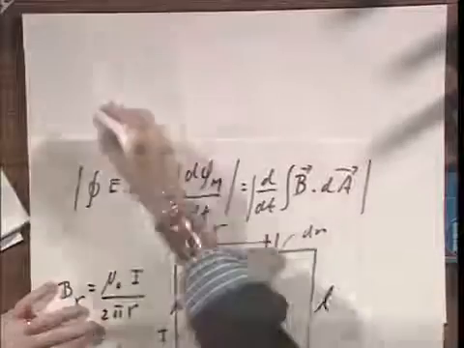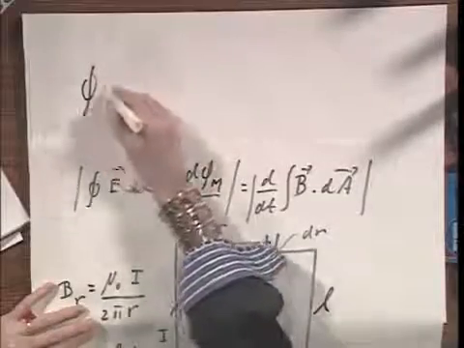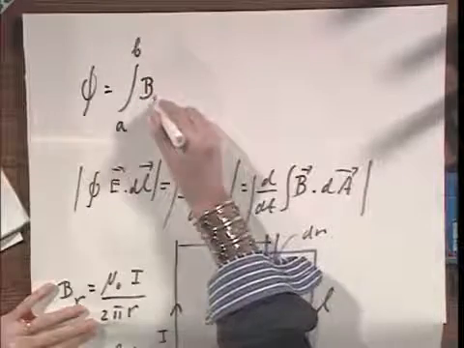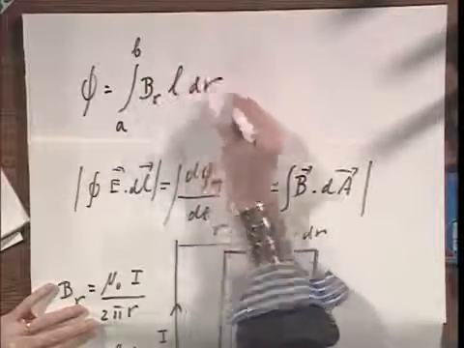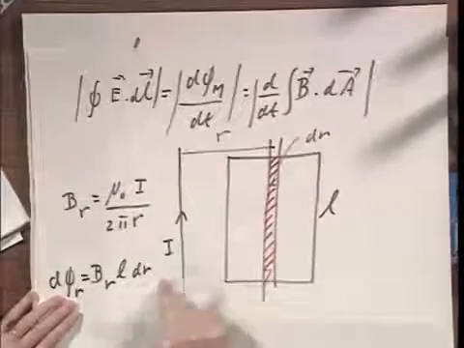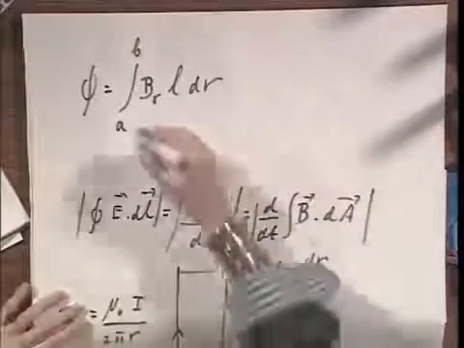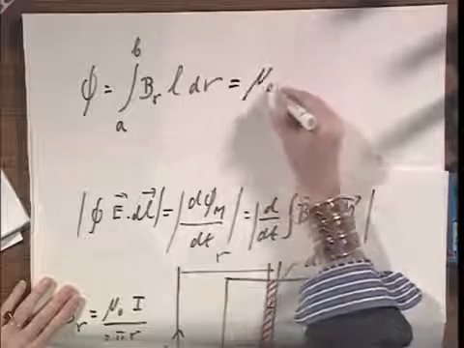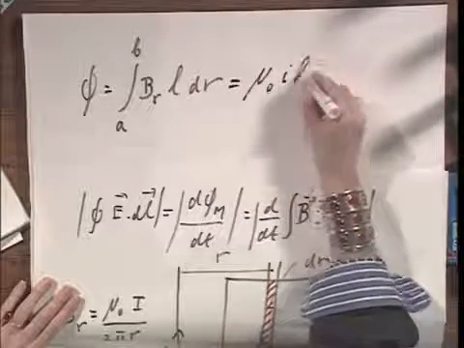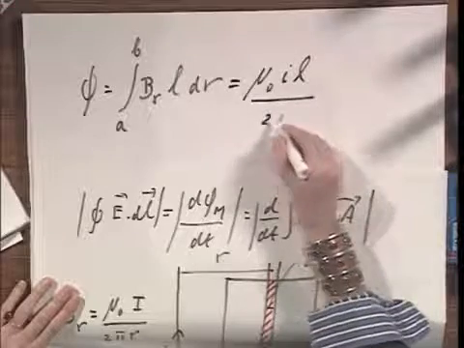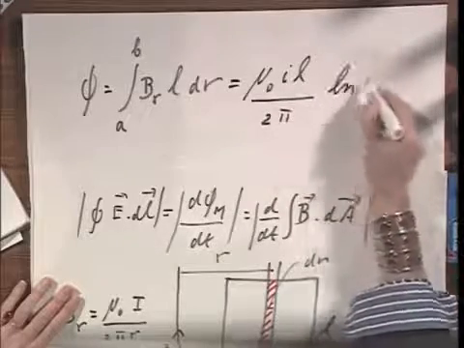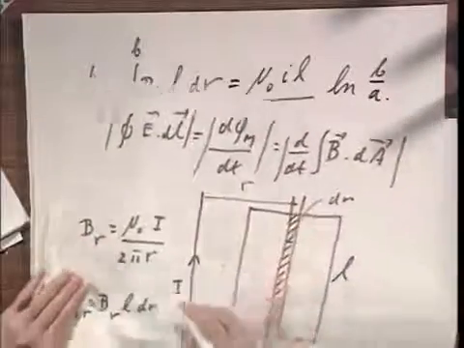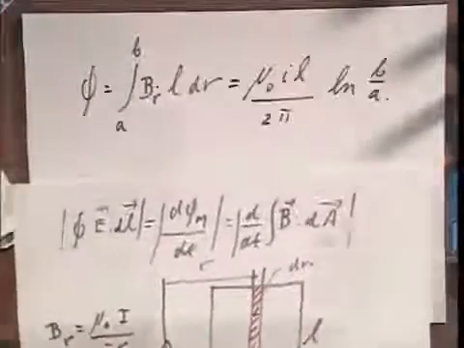And so, if I do an integral of the magnetic flux, then I have to do an integral all the way from a to b of that magnetic field times L dr. This is the surface area. I integrate r from a to b, and what do I find? Mu0 times I times L divided by 2 pi times the logarithm of b over a. Because remember, B is inversely proportional to r.